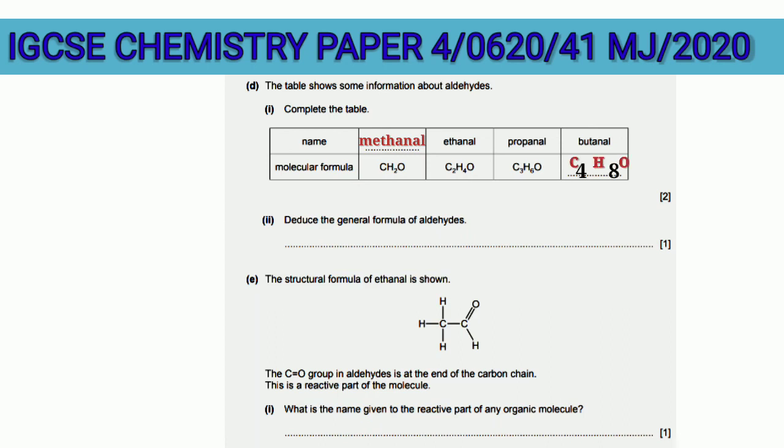C4H8O. Question D2. Deduce the general formula of aldehydes. General formula of aldehydes will be CnH2nO. Next one is question 5e. The structural formula of ethanal is shown. The C=O group in aldehyde is at the end of the carbon chain. This is a reactive part of the molecule. What is the name given to the reactive part of any organic molecule? Reactive part is termed as functional group.